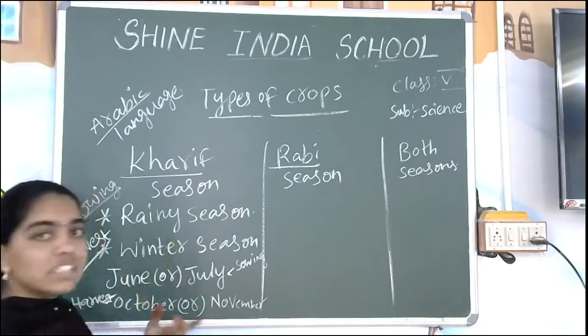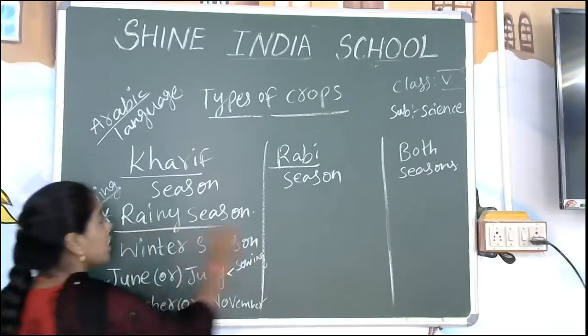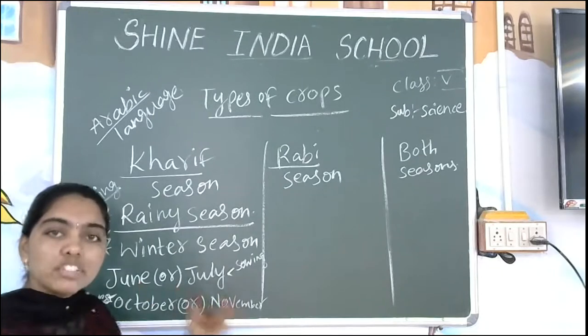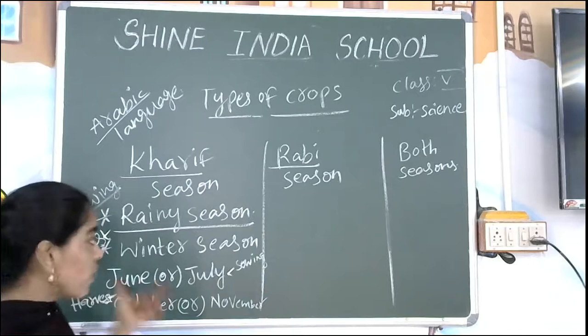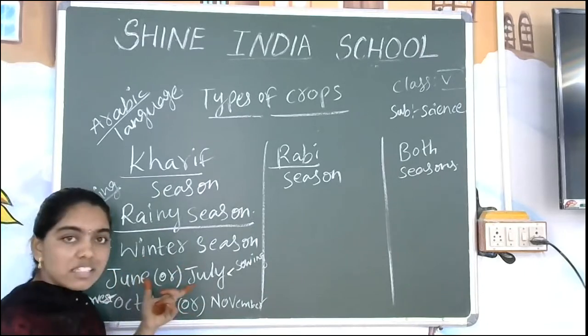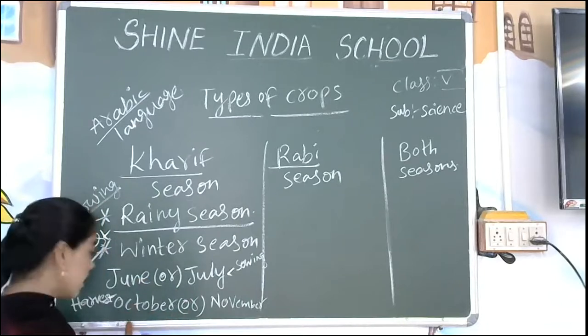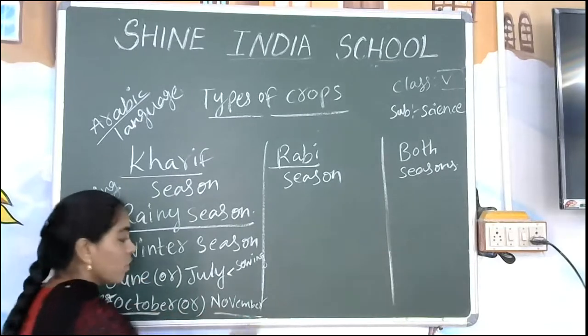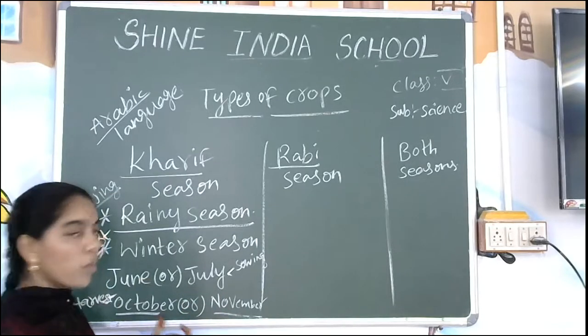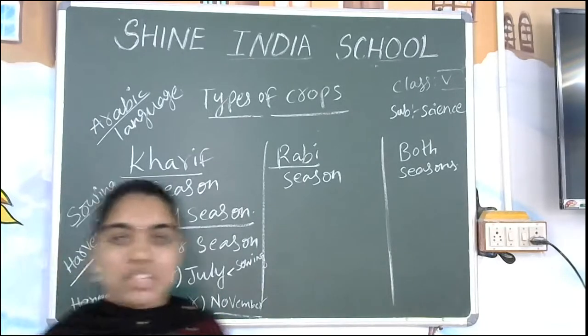And next, in which season? June and July come under the rainy season. Which months are there? June or July. And next, when are we going to harvest the crop? In the winter season. And what are the months here? October or November. At that time, we are going to harvest the total crop.